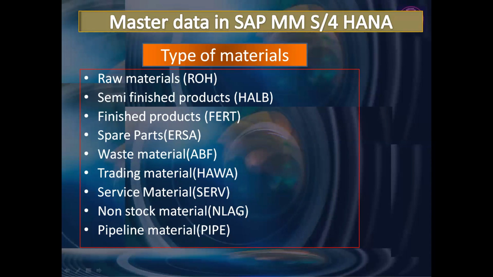Non-stock material type is NLAG. So non-stock material means the type of materials which will be there in your storage location. Maybe that material will not be there in your master data. In your database, you are not maintaining it. That may cost your company. Sometimes if somebody has done any transaction by mistake, there can be some issue. So non-stock material is a type of material which will be stored in the storage location, but it will not be there in the database.